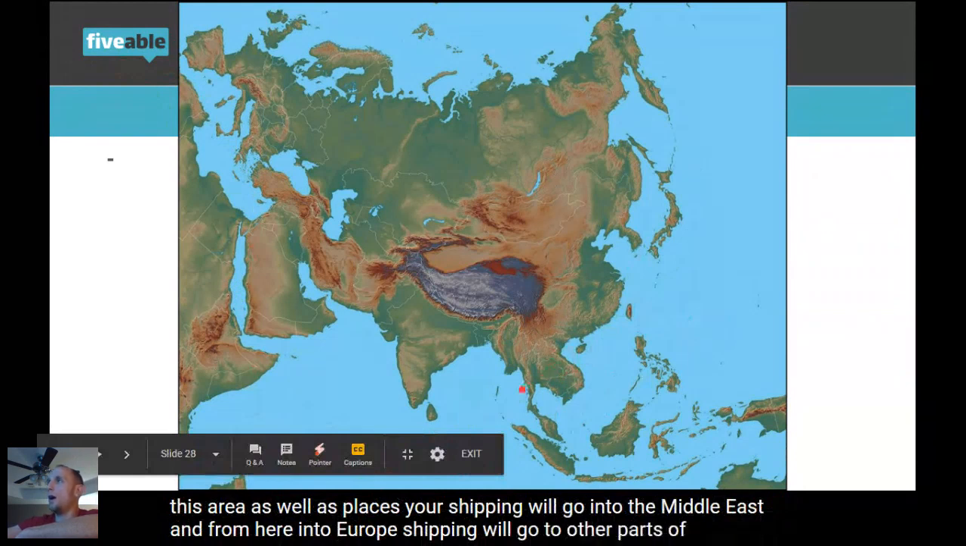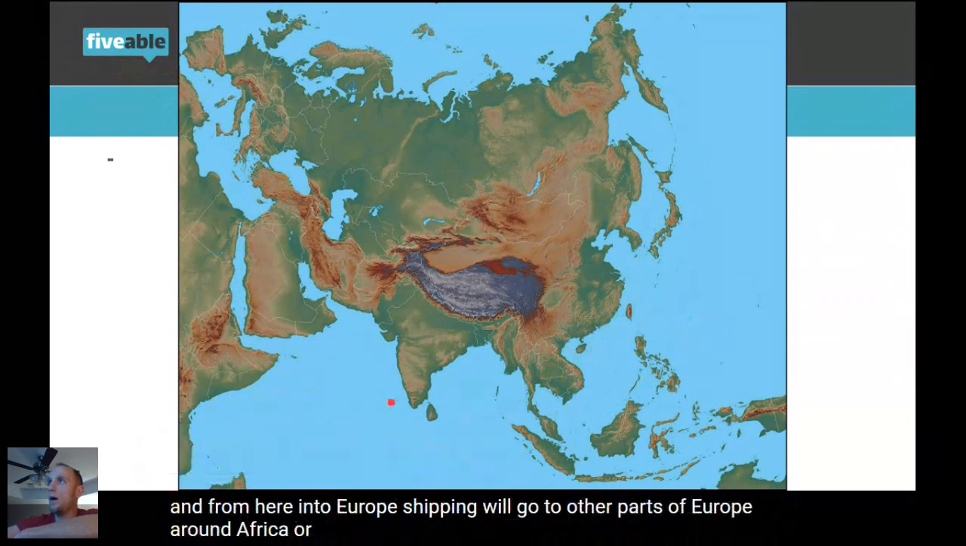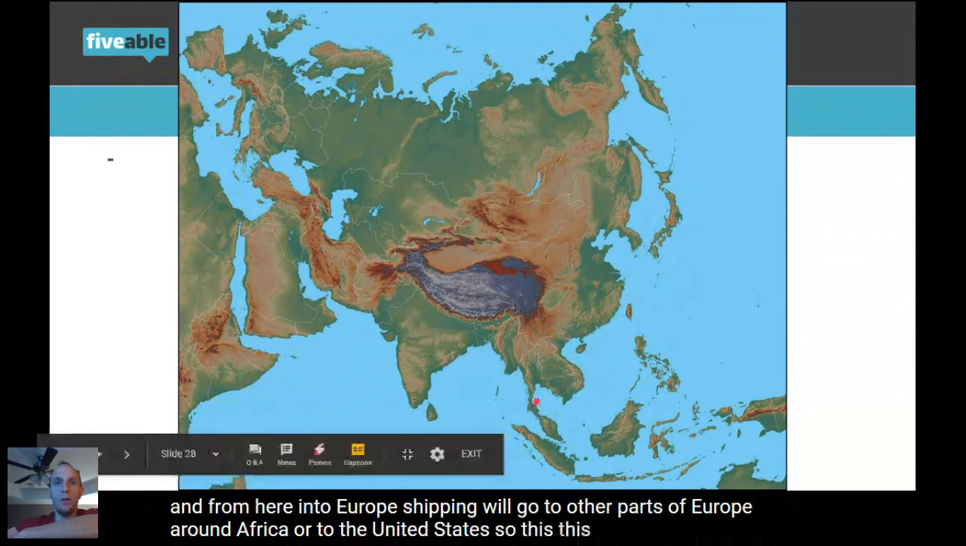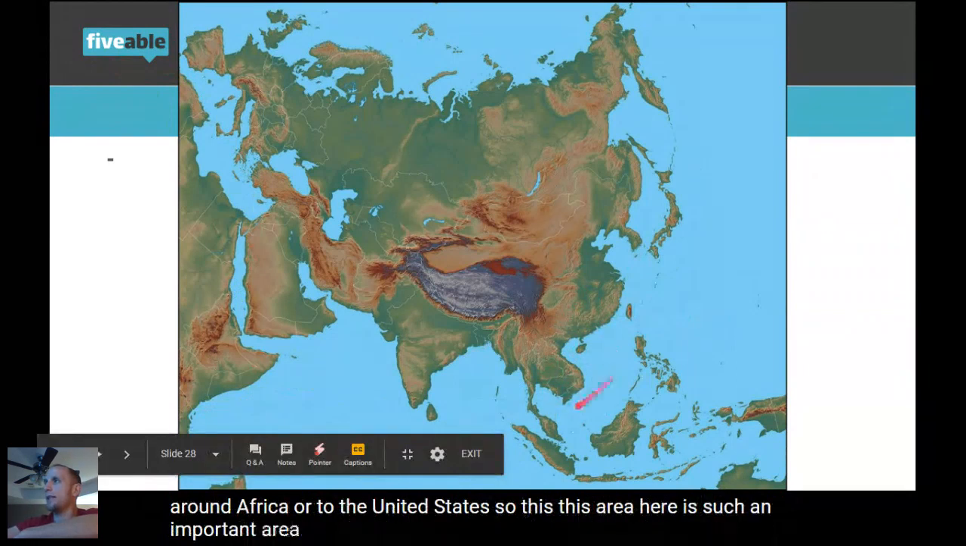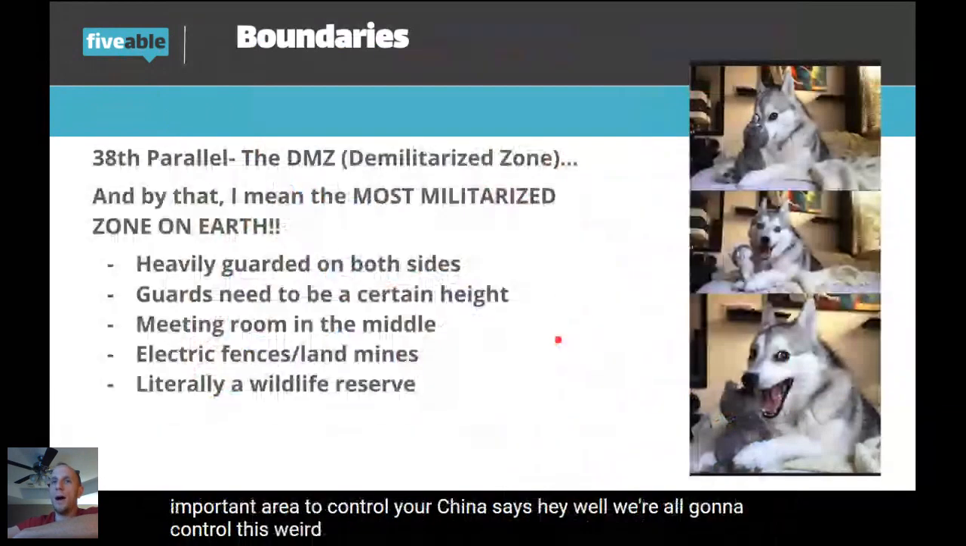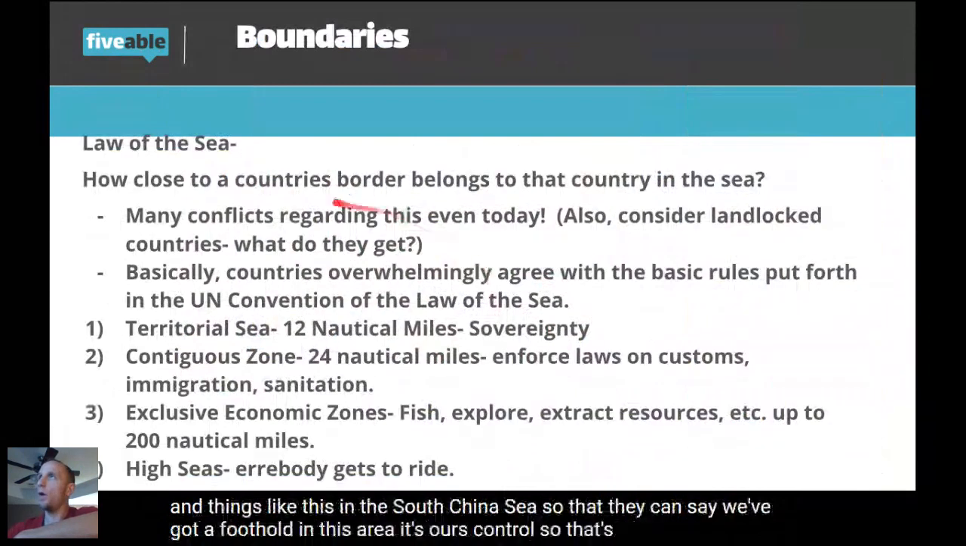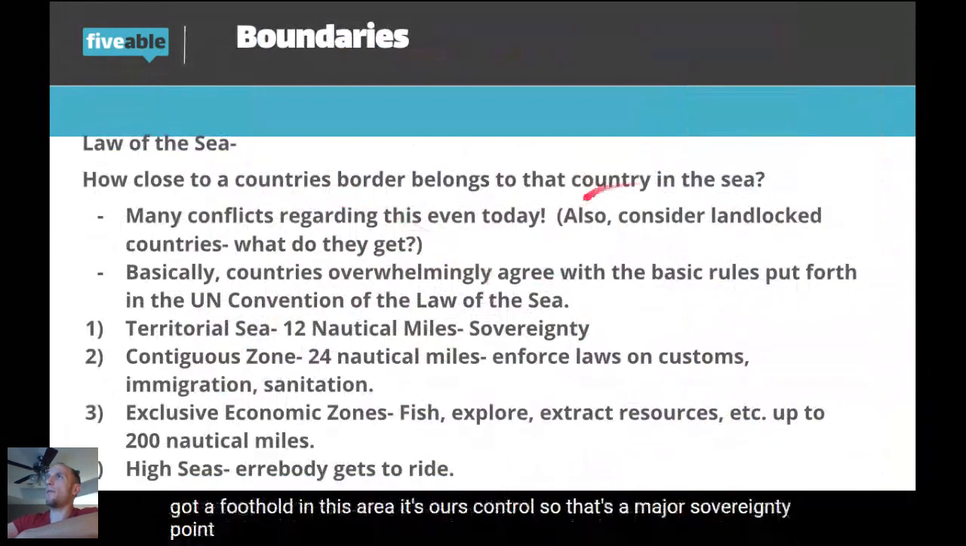Shipping will go to other parts of Europe, around Africa, or to the United States. So this area here is such an important area to control. And if China says, hey, by the way, we're all going to control this, we're going to build islands. They've literally been dredging out dirt to build islands where they will set up airstrips and military bases and things like this in the South China Sea, so that they can say, we've got a foothold in this area, it's ours to control. So that's a major sovereignty point right now.